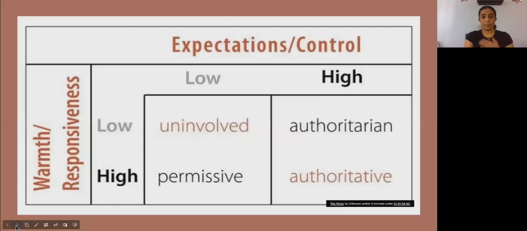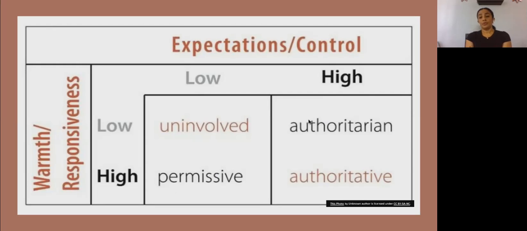We're going to go to the next slide. Again, we're going to explore a little bit more here. If you see uninvolved parents, they are very low in warmth and responsiveness, and they have very low expectations of their kids too. And if you see the permissive parent, their warmth and responsiveness is very high, but they have very low expectations. Now we're going to go to the authoritarian. Their warmth and responsiveness to their children's needs is very, very low, but at the same time, expectations are very high.